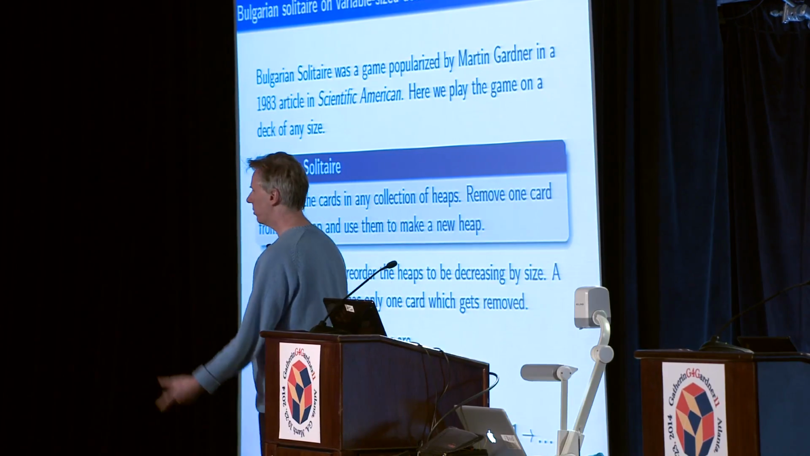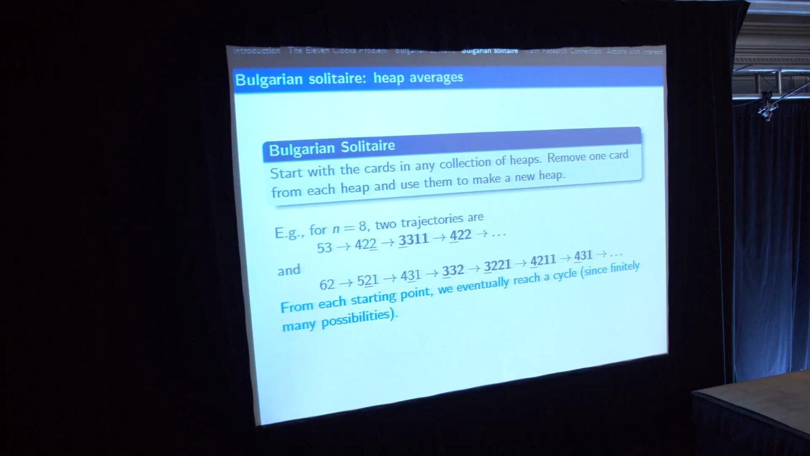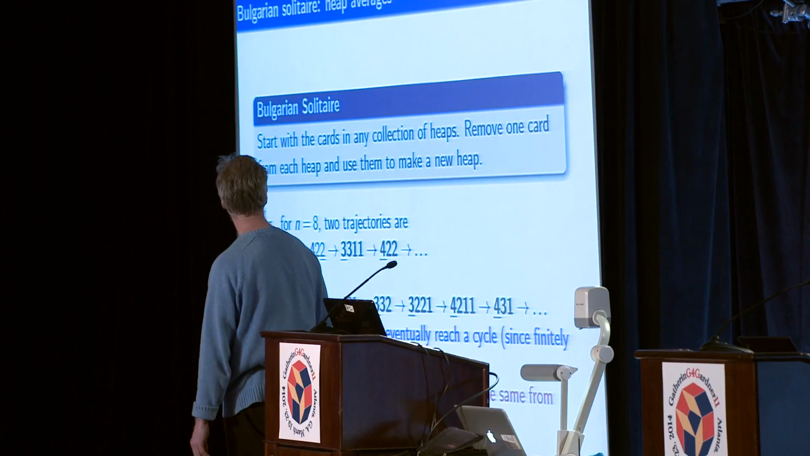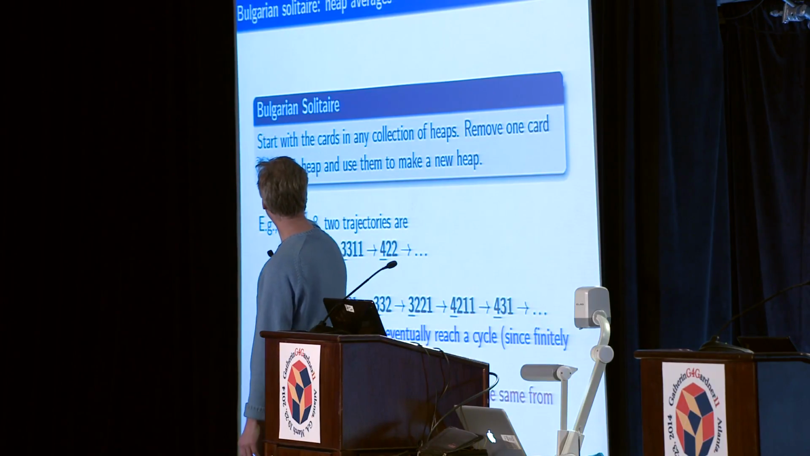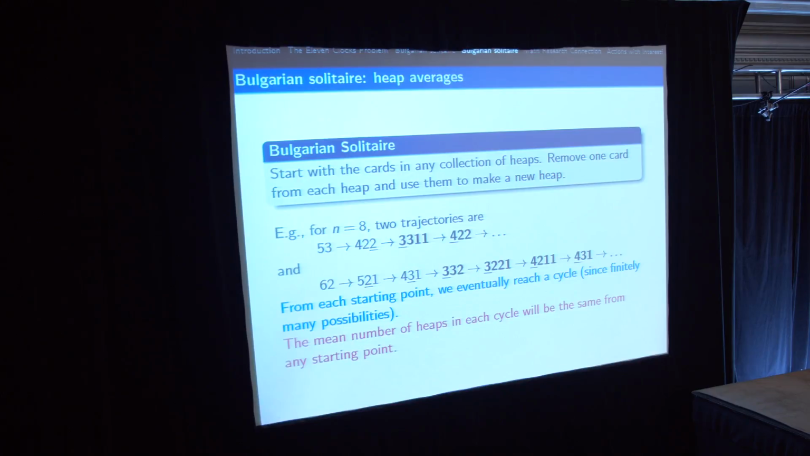And if you do this, because there are only finitely many possibilities, eventually you'll get into a cycle. You might have some sort of a tail, but eventually you'll get into a cycle. So here we are again. And what's interesting for the kind of work that Jim and I do is that the mean number of heaps in each cycle will be the same from any starting point. So just in the 2 examples there, you've got 7 heaps between the bold-faced ones in the cycle, 3, 3, 1, 1, 4, 2, 2. And then on the one below that, you'll also see that you've got 14 over 4, or 3.5 heaps on average.